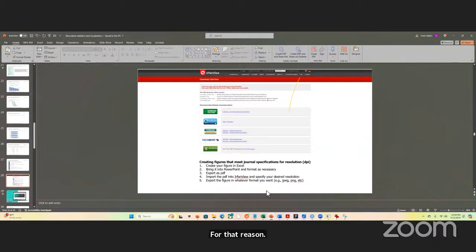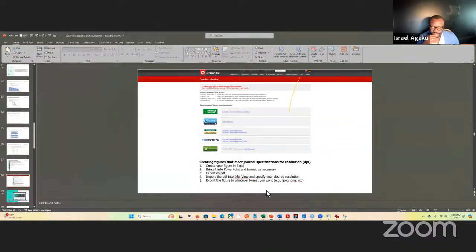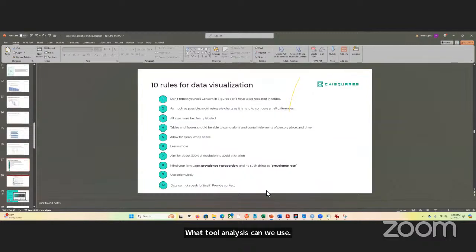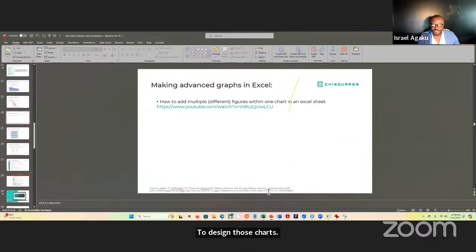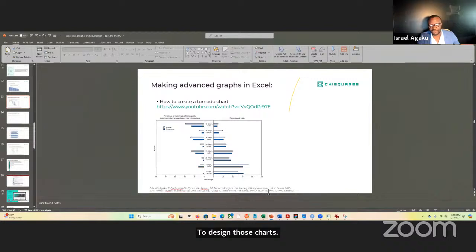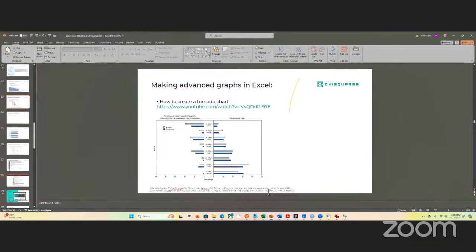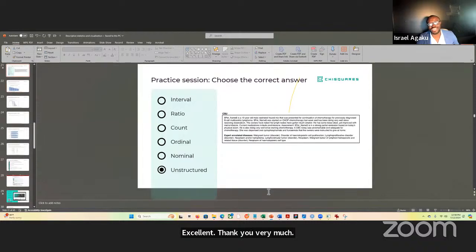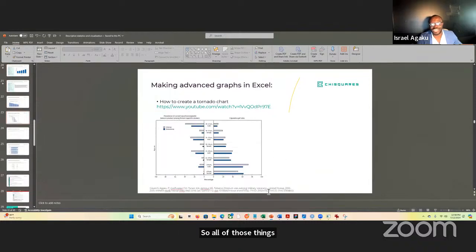All right. What tool can we use to design those charts? Sorry, repeat that one more time, please. What tool can we use to design those charts? You can use PowerPoint. All of our figures are in PowerPoint. Sorry, I always confuse Excel. Thank you very much. All of these figures, we created them in Excel. So you can use Excel. It doesn't have to be something fancy. You can do all of those things in Excel.